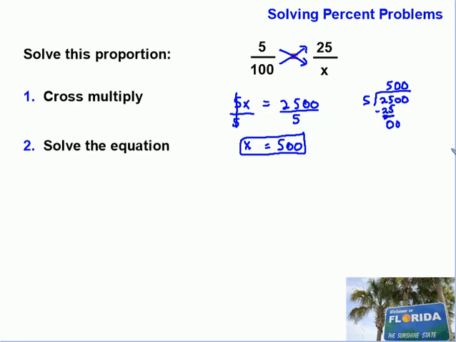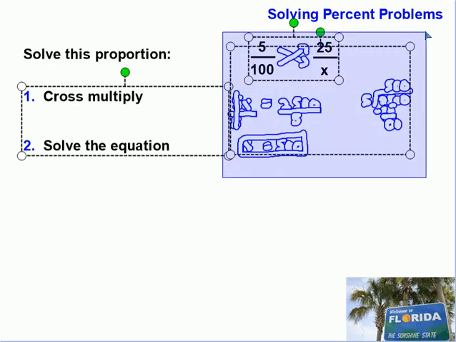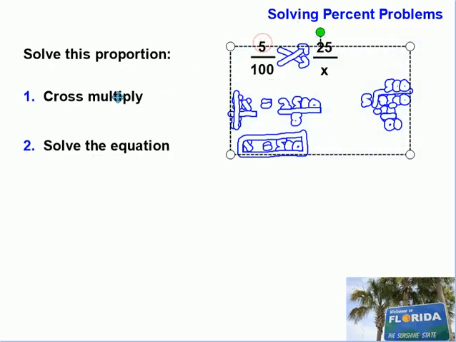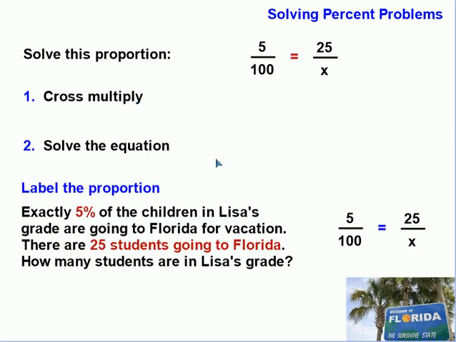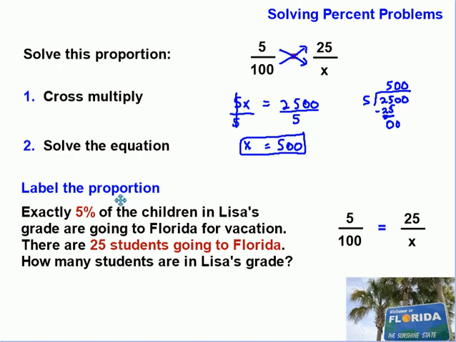And what we're going to do is bring this over with us. Let's see if we can take this over onto the next slide with us here. And we're going to put this over top of this problem right here. Now, I want you to label the proportion here based on the problem. Exactly 5% of the children in Lisa's grade are going to Florida for vacation. There are 25 students going to Florida. How many students are in Lisa's grade? And I'm going to post this stuff back up here.